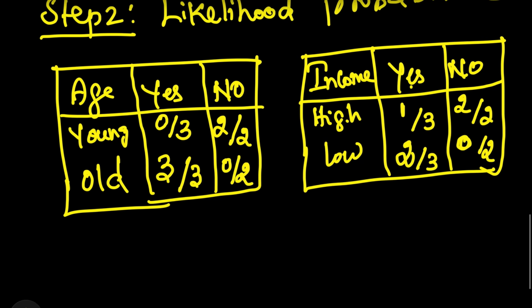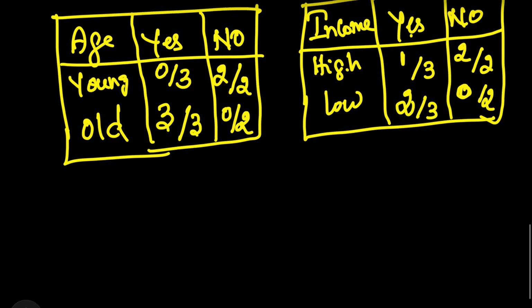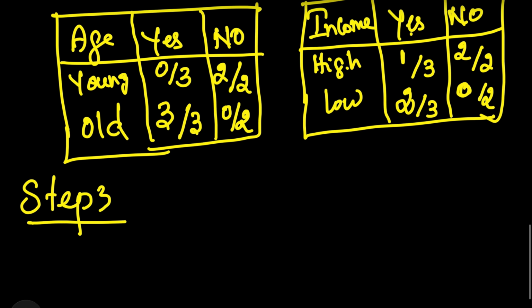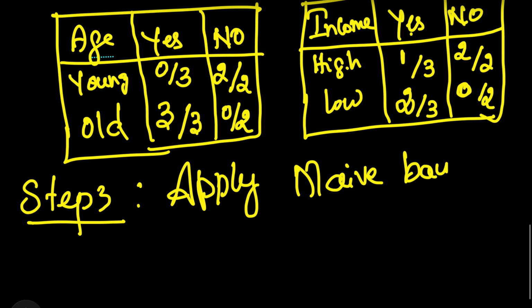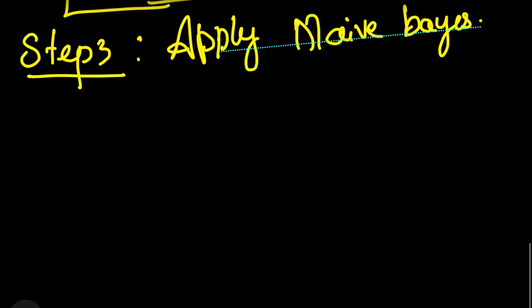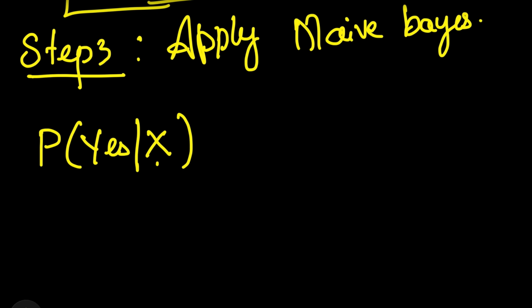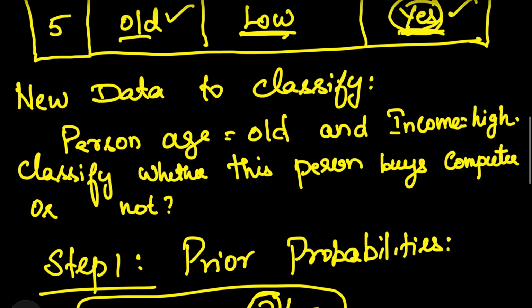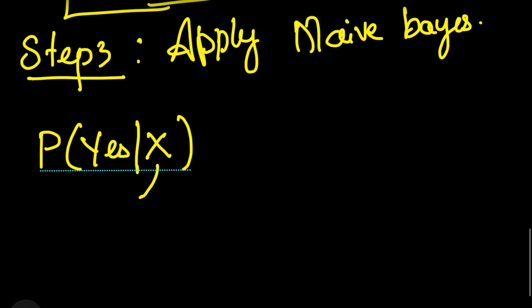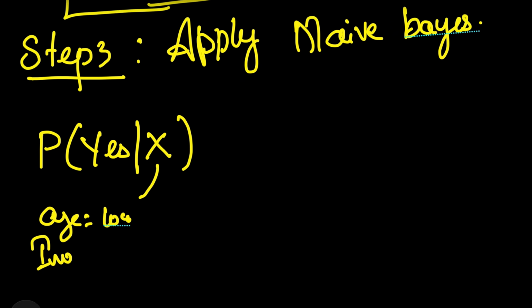Once we have found all the likelihood probabilities for the given data set, in the next step 3, we are going to apply Naive Bayes algorithm and check what is the outcome of the given sample. So for this, we have P of yes given X. X is nothing but the given data set. What is the data set? It is the given sample. Age equals old and income equals high.